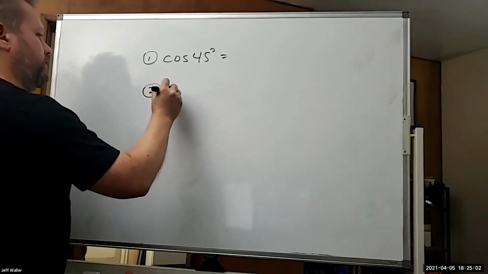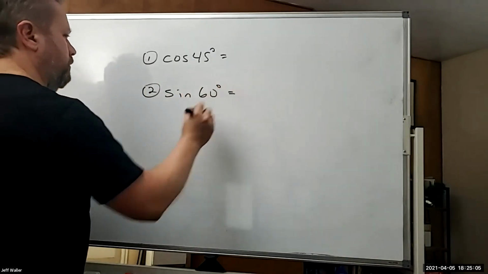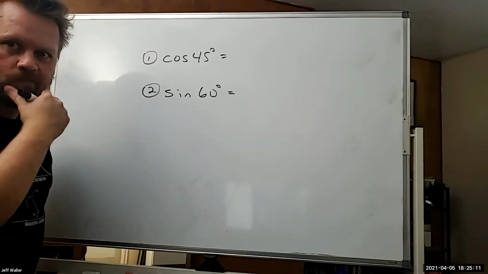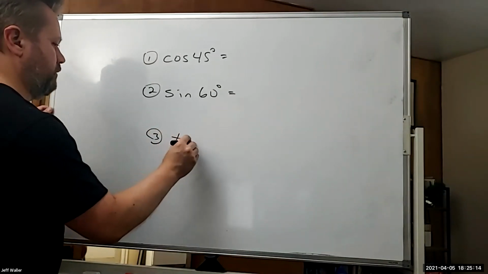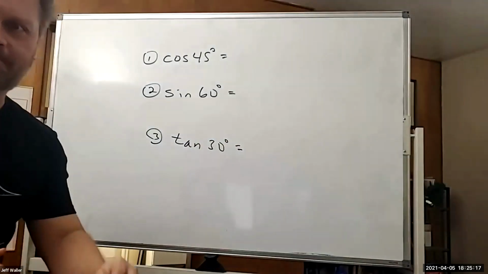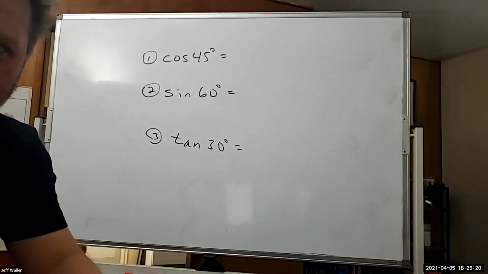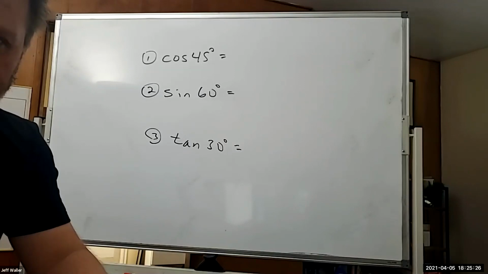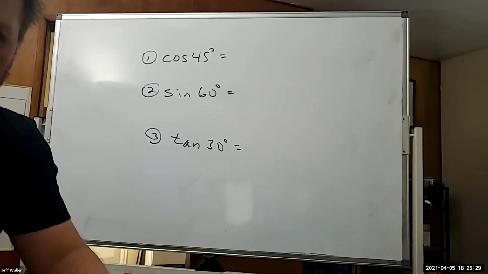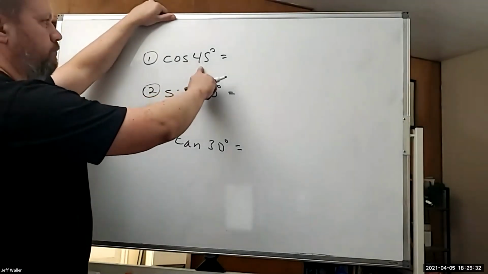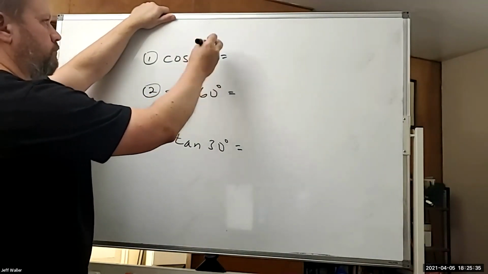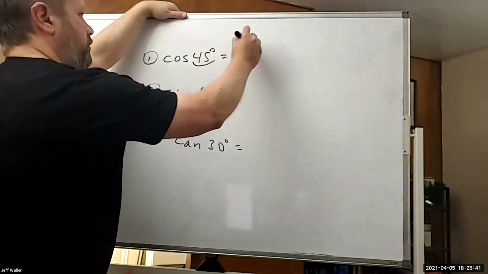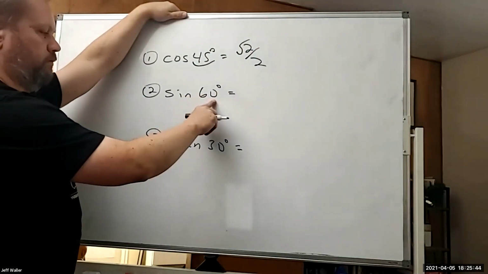Done. All right. What is sine of 60 degrees? All right, done. What is tangent of 30 degrees? We haven't talked about tangent yet, but you know what tangent is. All right, who's got the first one? Rad 2 over 2. Yeah, 45-degree angles are awesome, right? Rad 2 over 2. Who's got the next one?